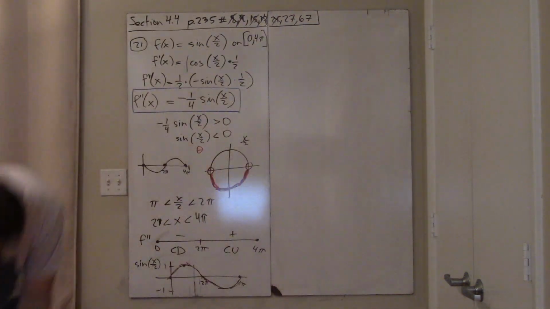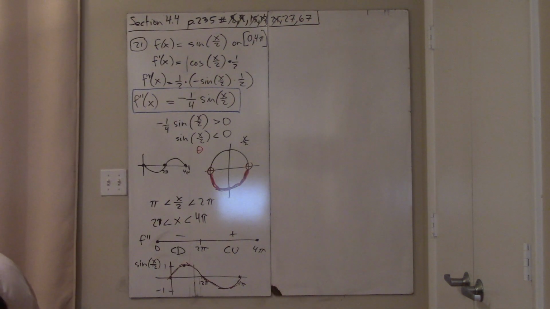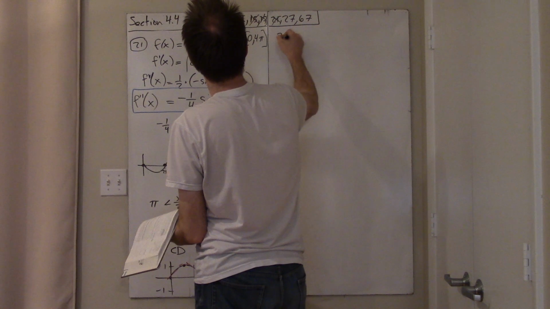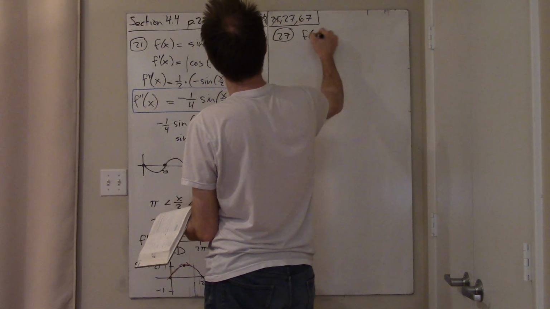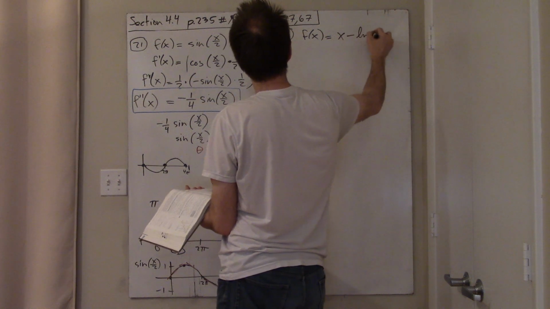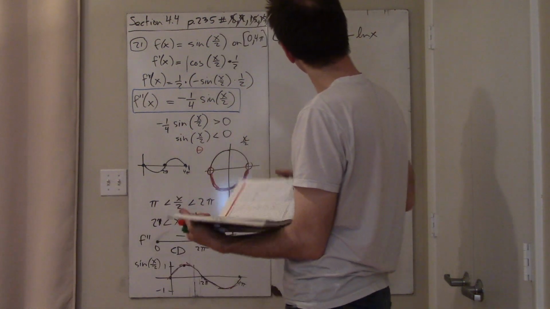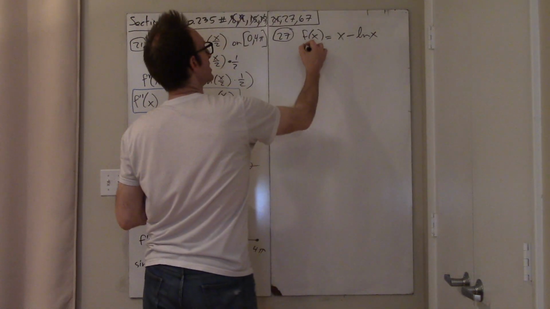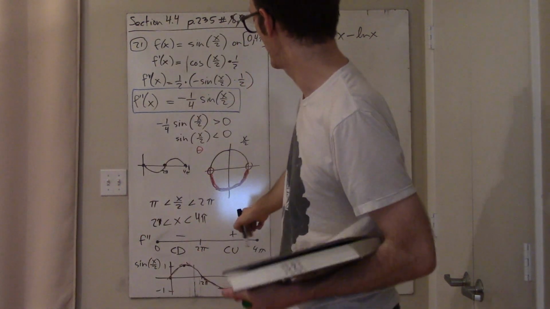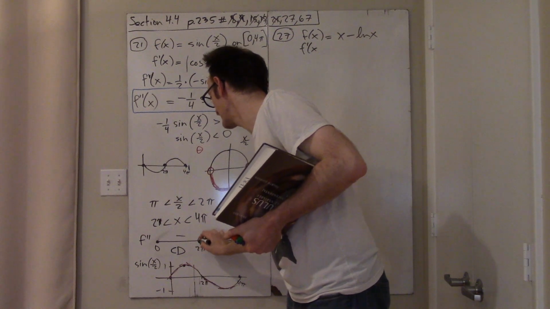Okay, 2 more. 27 and 67, and then we'll be done. Oh yeah, this problem. F of x, 27, says f of x equals x minus ln x.